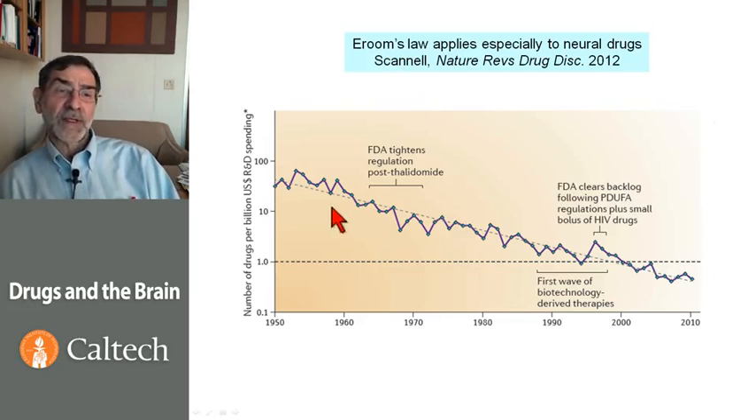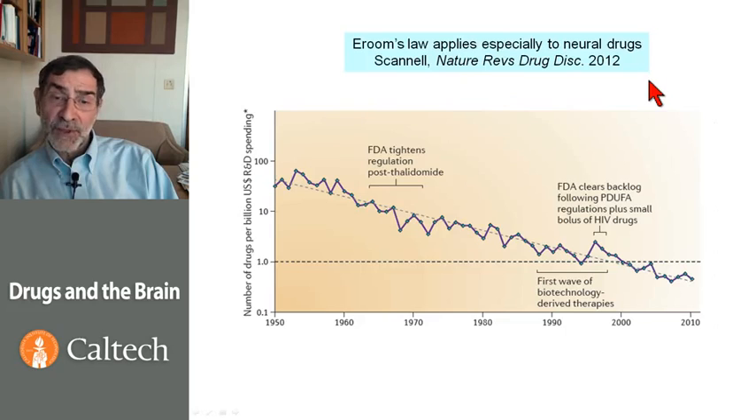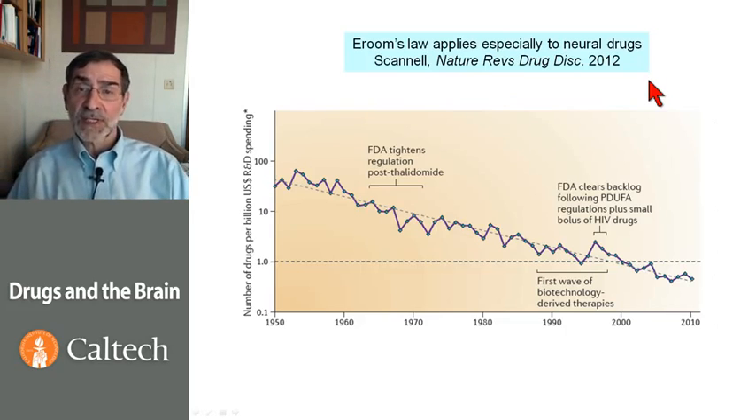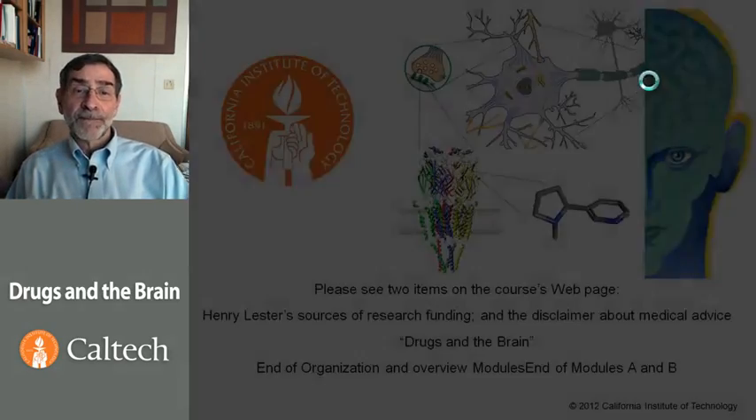Well, just the opposite applies to drugs these days and has applied to drugs for the last 60 years. You can develop fewer and fewer drugs per $1 billion spent on R&D spending. This is a particular problem with neural drugs. We'll talk about the prospects for changing this process. And perhaps one of you students, as a result of this course, will be motivated to get a new idea that changes the course of Eroom's law.